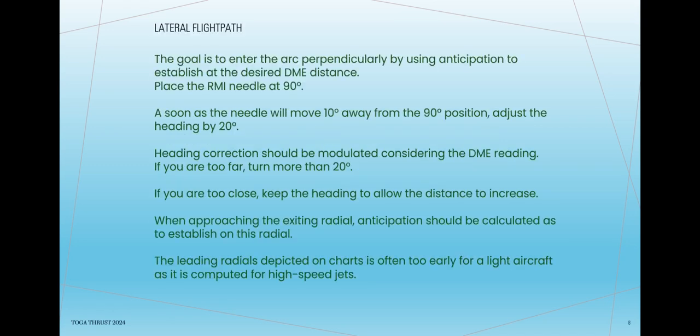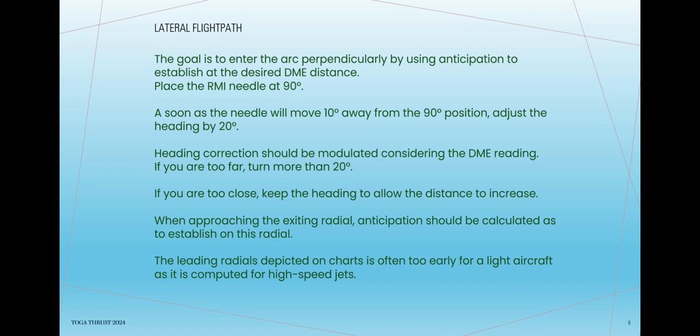The goal is to enter the arc perpendicularly by using anticipation to establish at the desired DME distance. Place the RMI needle at 90 degrees. As soon as the needle moves 10 degrees away from the 90 degrees position, adjust the heading by 20 degrees. Heading correction should be modulated considering the DME reading.